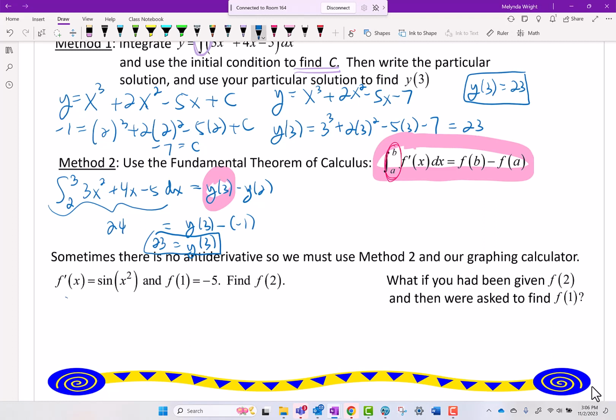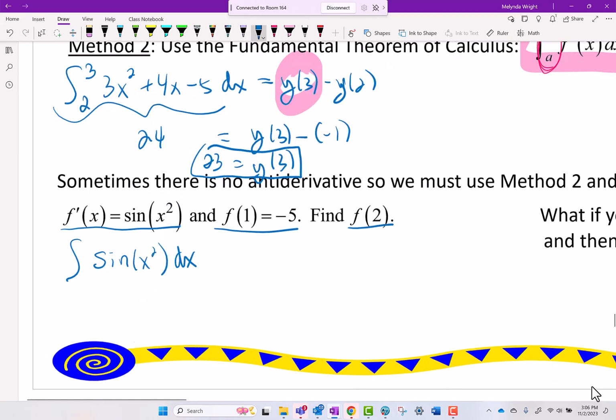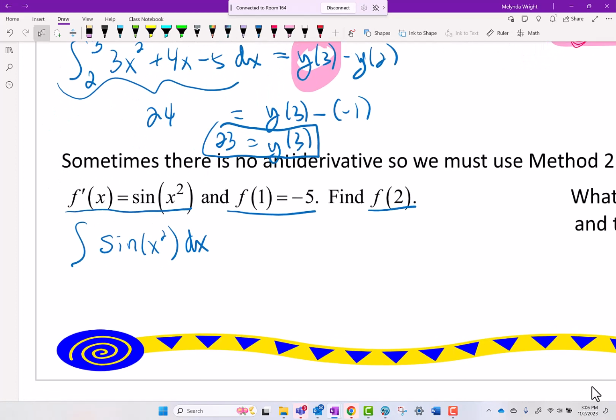I wish I could do all of them by hand, but I can't, some of them. So again, it's kind of the same scenario where we're given a first derivative, we're given an initial condition, and we're asked to find a position value. That's kind of the same thing that we just did. But the difference is I cannot do the antiderivative of sine of x squared by hand. It is not possible. And you may think, what? Are you sure?